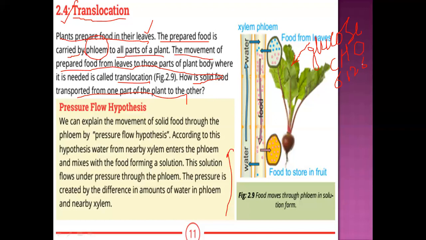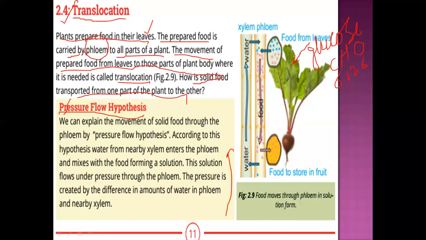So what happened? When the glucose is formed, it is in a solid form, so it has to be transferred from the leaves to other parts as well, because other parts of the plants, sometimes like roots, sometimes like fruits which do not have green color, cannot prepare their own food, so they need food to grow. So there is a hypothesis or mechanism given by scientists to explain the translocation process, that is called the pressure flow hypothesis.